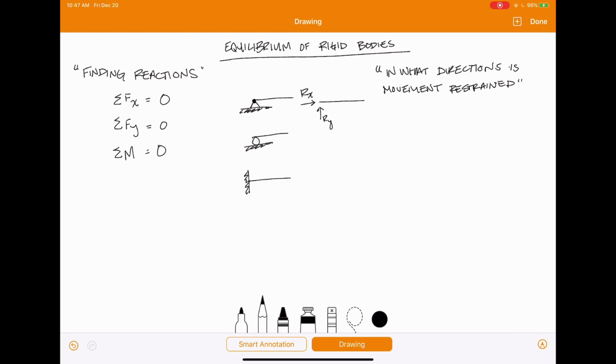Now for a roller, if you were to push on this, it would just roll and continue to roll that way. So we're not going to have a reaction in the x, but it can't move in the y, so we'll have a reaction in the y. Now for a fixed beam, we can't move in the y, we can't move in the x, and we also can't move in rotation, so we will also have this reaction moment out there on the end.